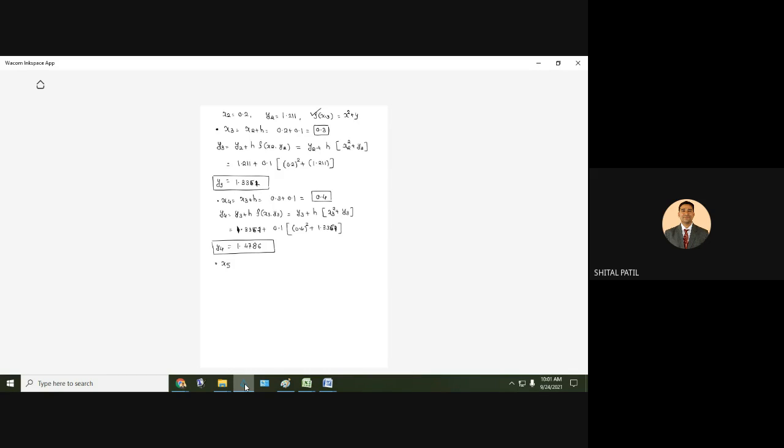Then write x5, x4 plus h. So 0.4 plus 0.1, 0.5. So y4 plus h, f of x4, y4. 1.6425.